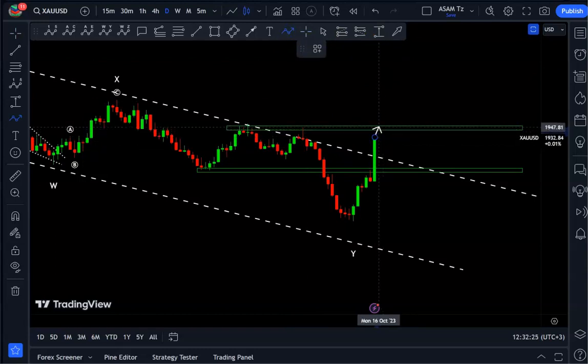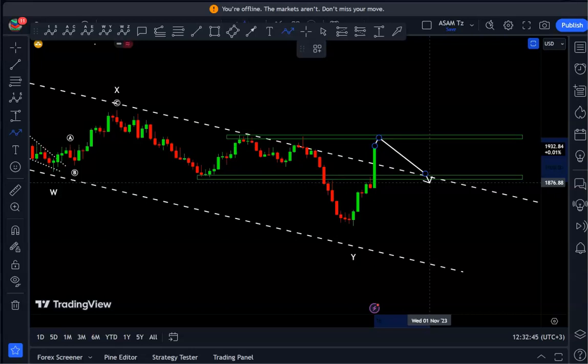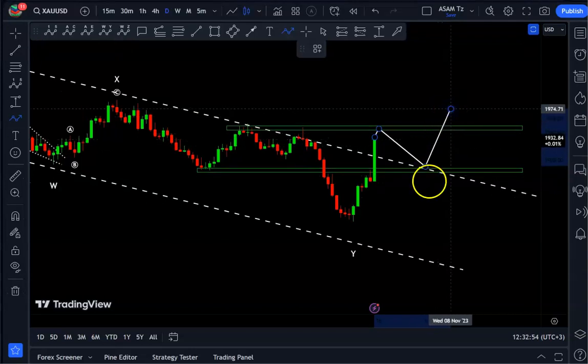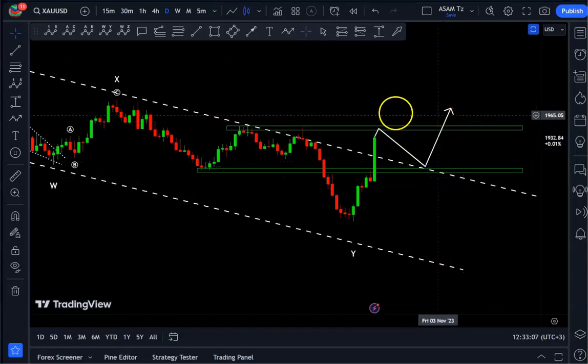Price may move up to 1947, 1945, around those levels. It may hit those levels, then be rejected to the downside, maybe to around 1890, those regions. If price comes around 1890, that will be a very beautiful buy opportunity. We can simply buy from this region at 1890 if price comes here, or 1895 in any case. That will be a very beautiful opportunity.